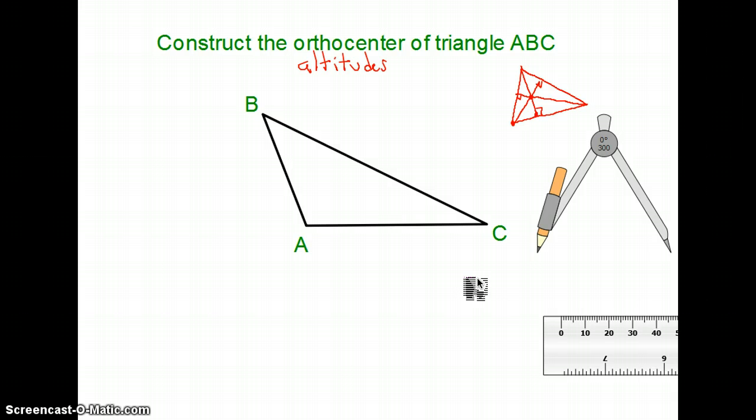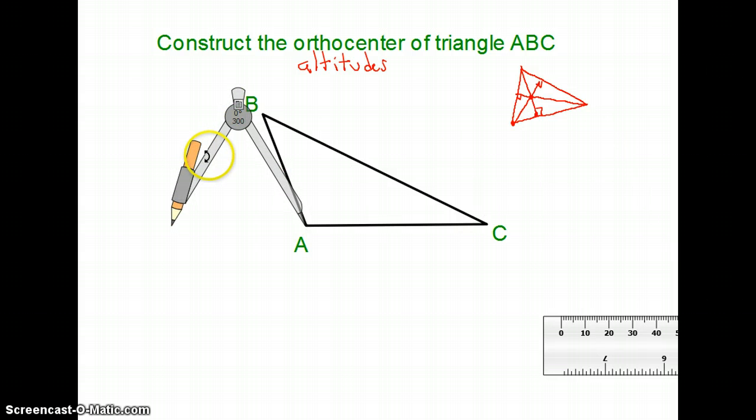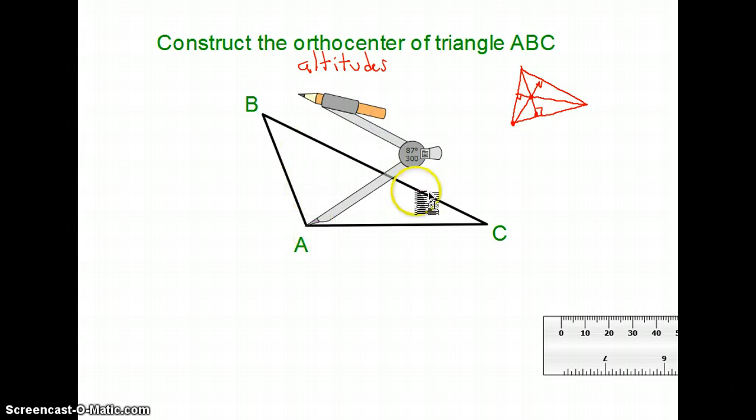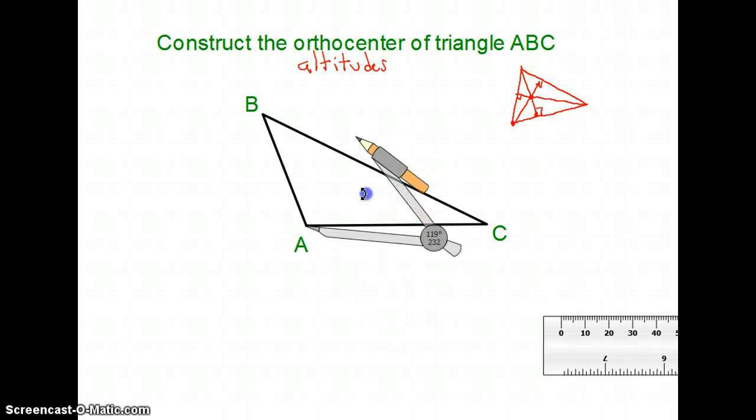Okay, so altitudes. Let's do one at a time. I think the easiest one is maybe the altitude from A over towards BC. So let's do that. Again, we're trying to make the perpendicular that goes from A to line BC. I need this to cross the line twice. Is that going to cross twice? It looks like it is. Okay, so let's go ahead and draw that.